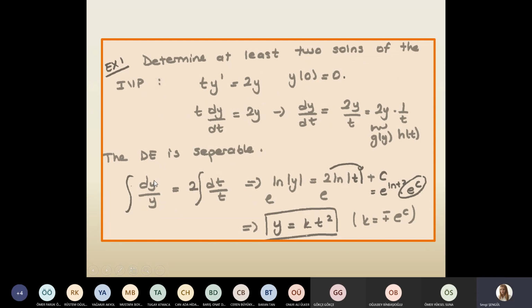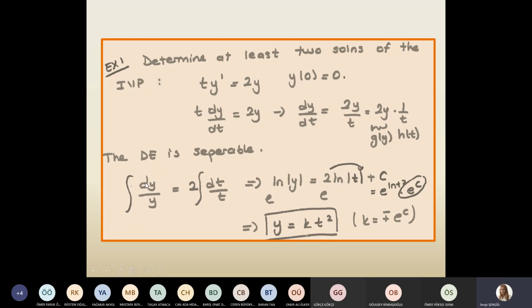Let's look at some examples for motivation. Let's determine at least two solutions of this initial value problem. And once you look at this initial value problem, you can see that this is separable because I can write that one as dy dt, and I can collect the y terms in one side, t terms in the other side, just as this one, 2y times 1 over t. So I can write dy over y, 2 dt over t. And you know the deal in separable equations. Once we separate the variables, we need to just take the integral and solve for y.